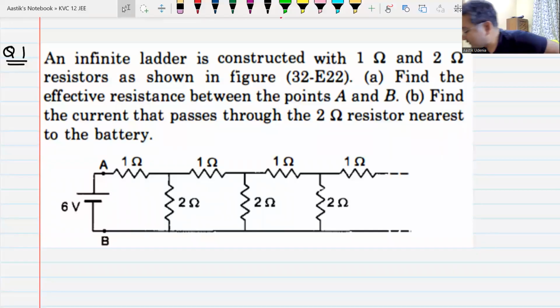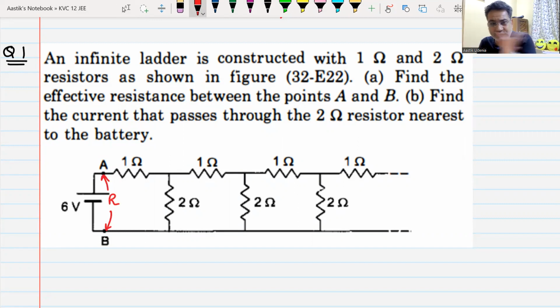So how are you supposed to do this? Again, you will have to look at the symmetry of the diagram, and I will call the resistance between this point and this point R. Then you just move and see from where the pattern is getting repeated. So I can call this point A dash and this point B dash. The answer is -1 plus or minus root 13 by 2, sir. Okay, I don't know. I will have to check the answer from the book. Let's see. So I can call the resistance between A dash and B dash also R.